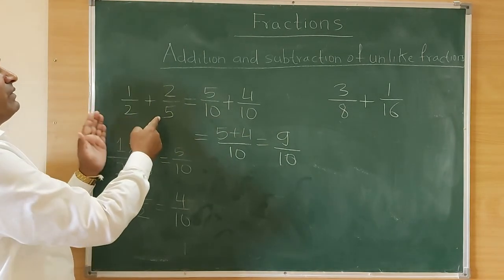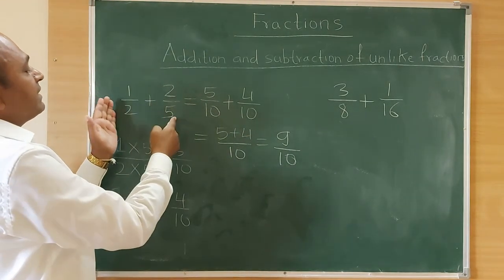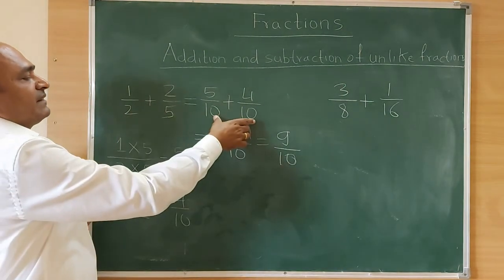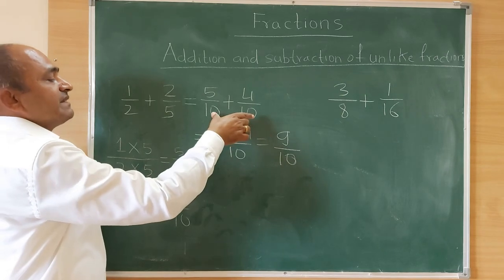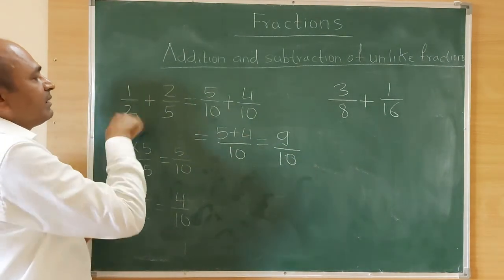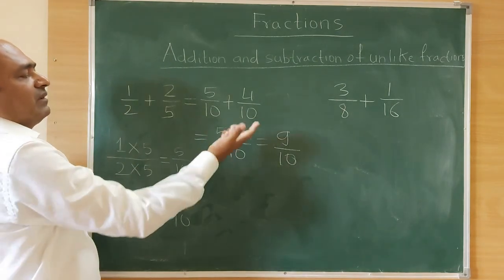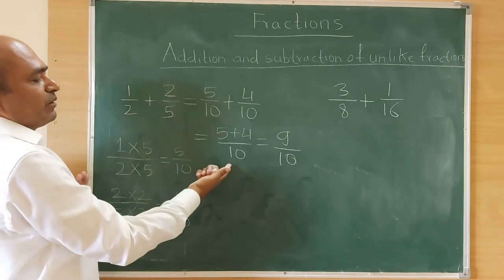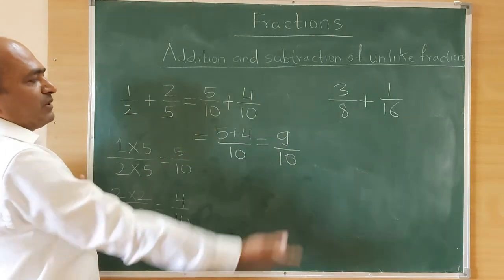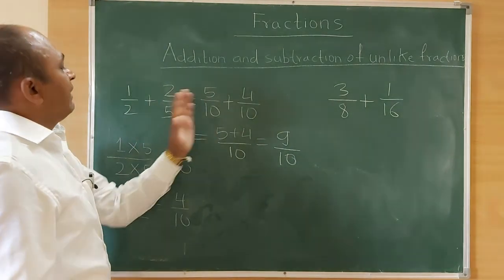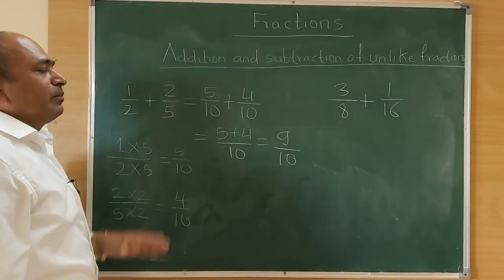What we did, we first converted them into their equivalent forms so that their denominators will be the same. Means like fractions, they will become like fractions. And addition of like fractions is very easy. Keep the common denominator as it is and only add the numerators. So 9 upon 10 is the value of 1 upon 2 plus 2 upon 5.